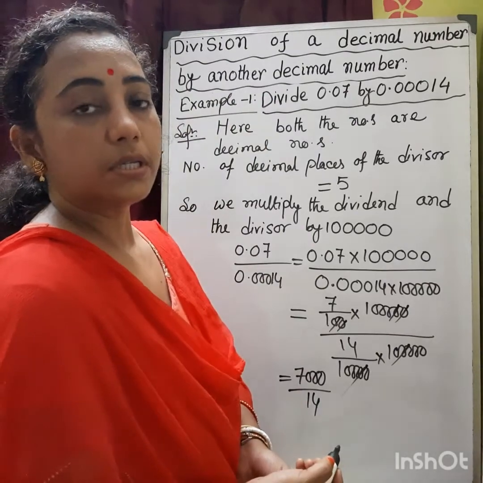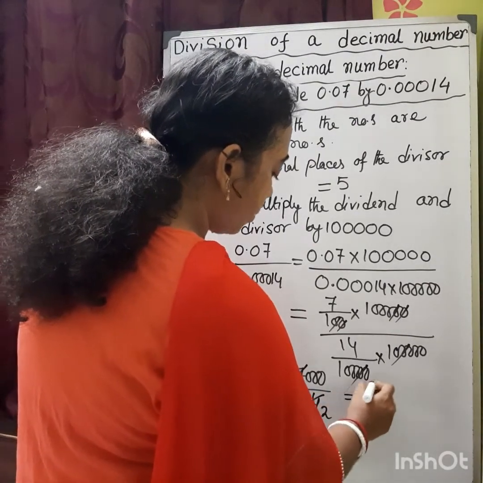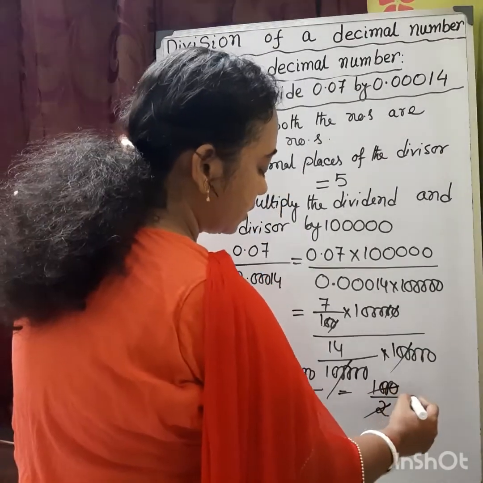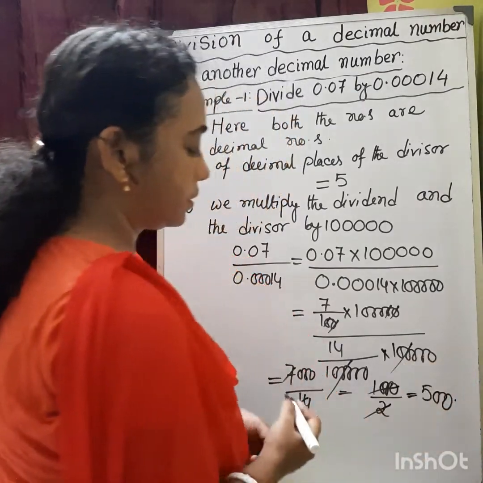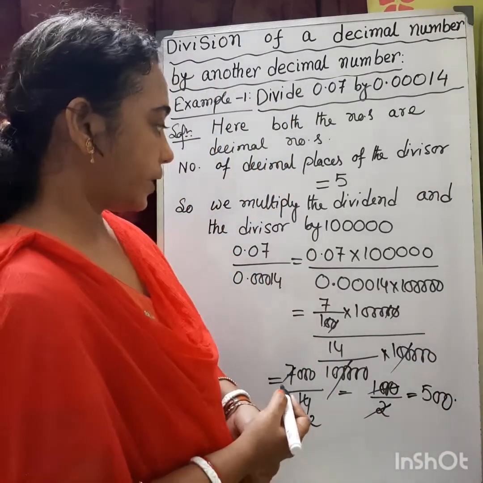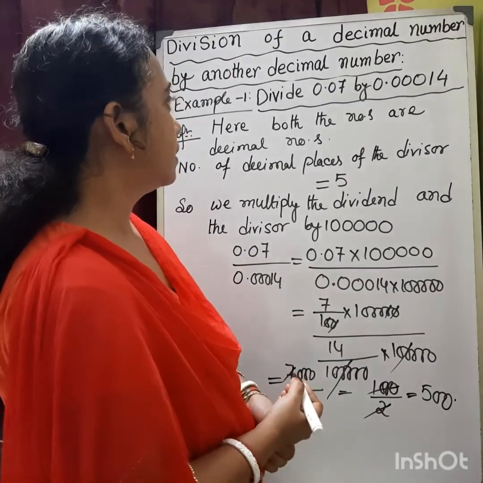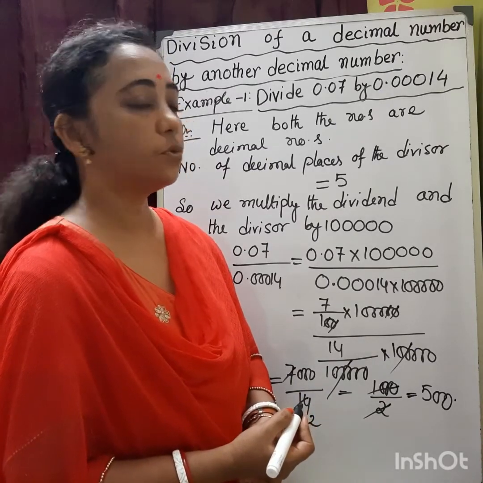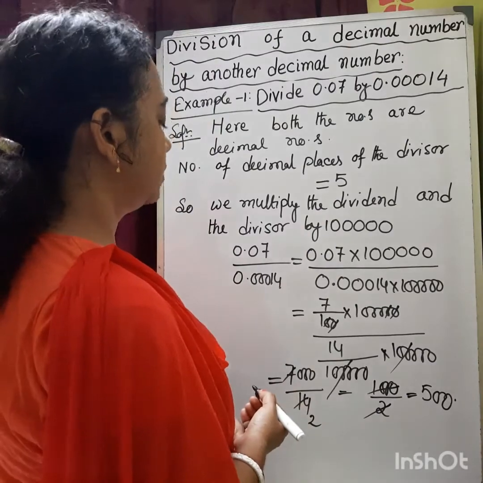We know 7 2s are 14. So this becomes 1000 by 2, which is equal to 500. So the result we are getting here is 500. That is, when we divide 0.07 by 0.00014, we get the quotient as 500.